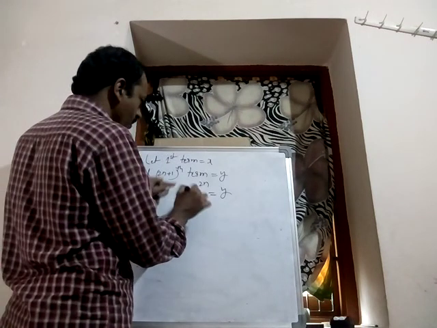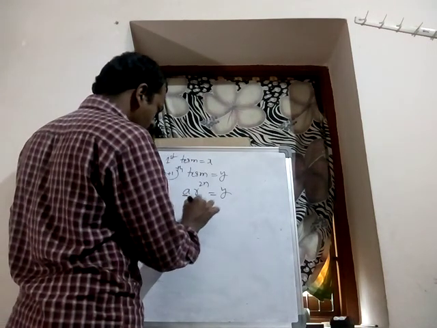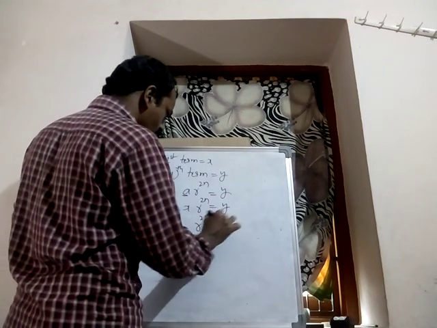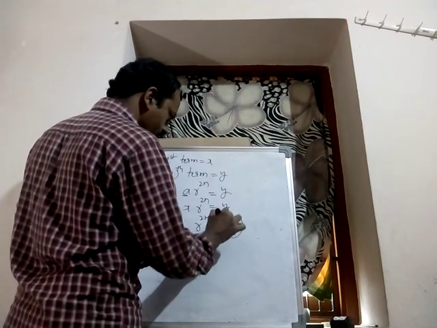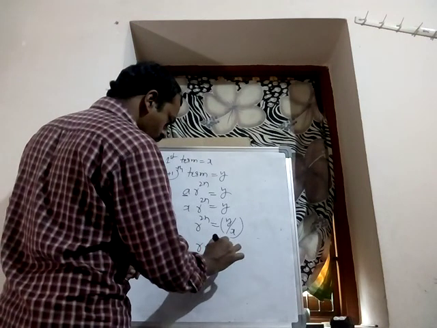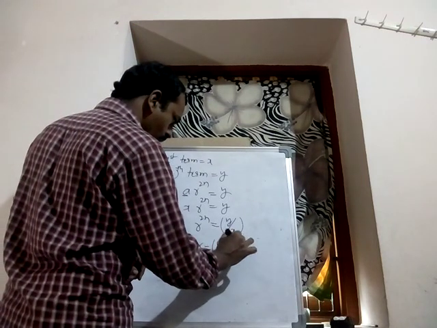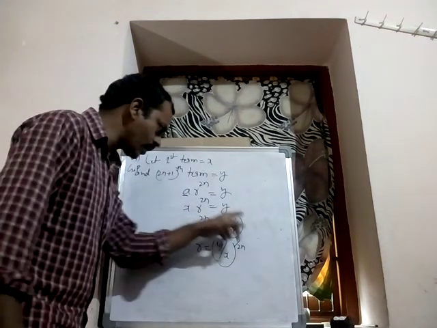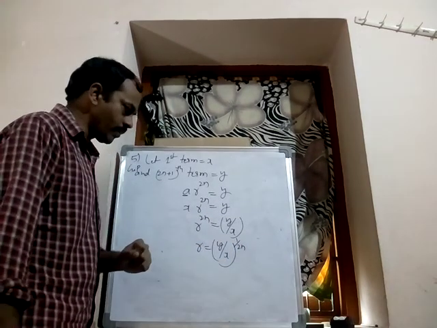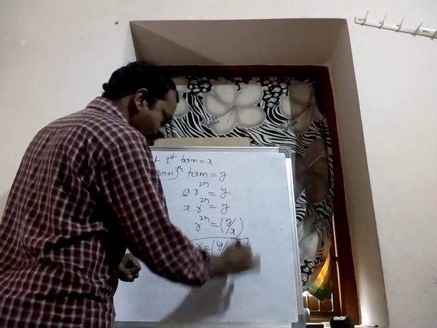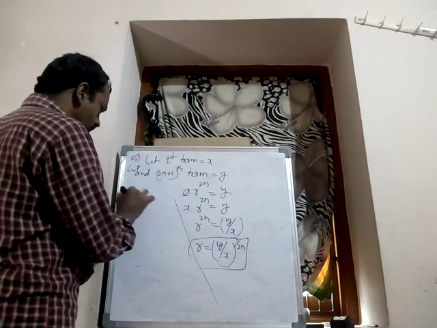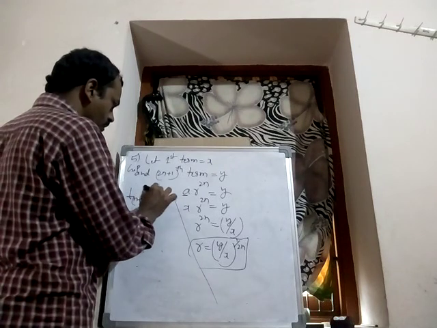So a means first term x. x into r to the power of 2n is equal to y. So r to the power of 2n is equal to y by x. That implies r is equal to (y by x) to the power of 1 by 2n. So 2n transposed to this side, (y by x) to the power of 1 by 2n. So this is the r value, and given in GP the (n+1)th term is equal to b.